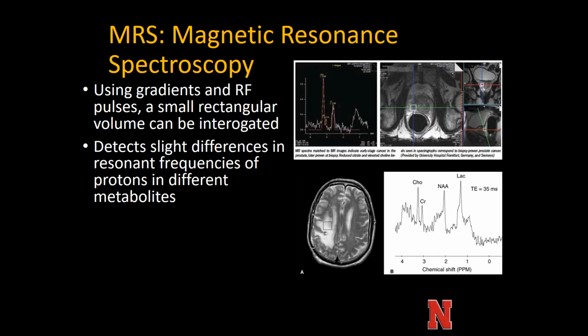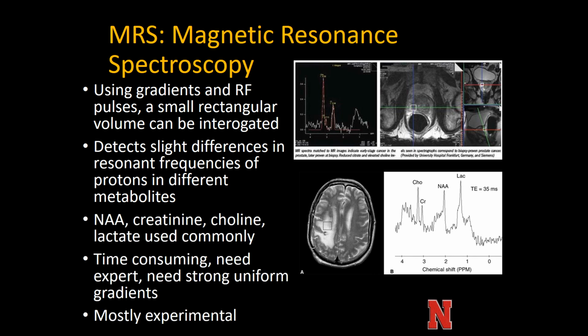MRS is magnetic resonance spectroscopy. I'm not going to talk a lot about it because, again, it'll be talked about more in future talks. It's where gradients are used along with RF pulses in a small rectangular volume, and you can detect slight differences in resonant frequencies based off of the metabolites that are present because they have slightly different proton configurations. So you could put like a box here, a small voxel in the brain, and you can see how much choline, creatine, NAA is in there, lactate, and by its compositional makeup you can detect whether it's like a recurrent tumor or cancer or stuff like that.